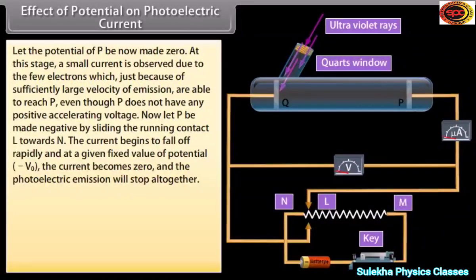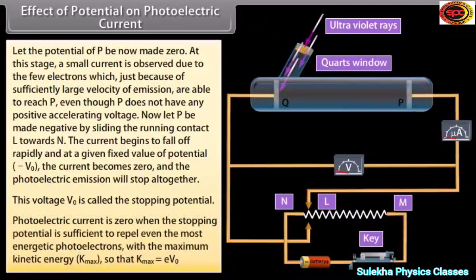Now let P be made negative by sliding the running contact L towards N. The current begins to fall off rapidly, and at a given fixed value of potential, minus V0, the current becomes zero, and the photoelectric emission will stop altogether. This voltage, V0, is called the stopping potential. Photocurrent is zero when the stopping potential is sufficient to repel even the most energetic photoelectrons with the maximum kinetic energy, Kmax, so that Kmax is equal to eV0.